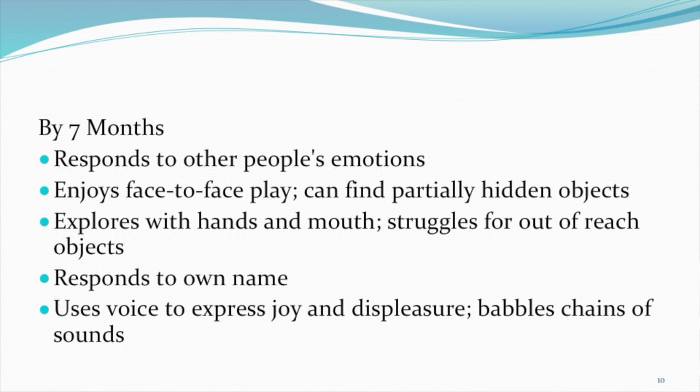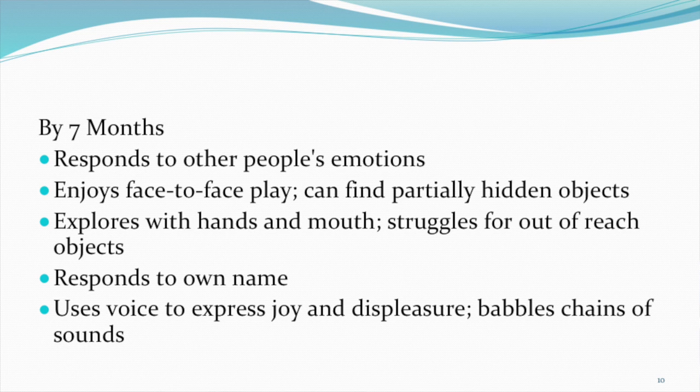By the age of 7 months, infants can respond to other people's emotions. They often enjoy face-to-face play and can find partially hidden objects. For example, a toy that's partially covered by a blanket. They explore the world with their hands and their mouths, and they'll struggle to reach something that's just out of their reach. They'll respond to their own name, and they use their voice to express joy and displeasure.